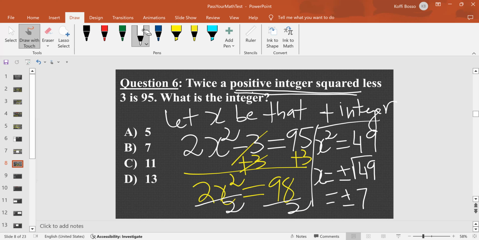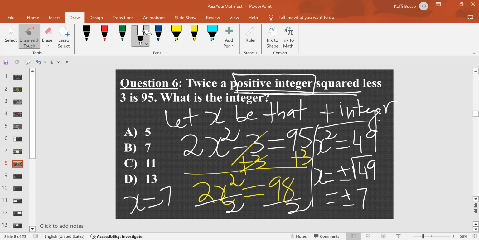The reason we use a plus minus is that if you have a negative 7, you multiply by the same negative 7, you get positive 49. Same thing if you have a 7 multiplied by the same 7, you get a 49. So here we have 2 different answers. One is negative, one is positive. In the question they say positive integer, so we are taking the positive side. So here our x will be 7.